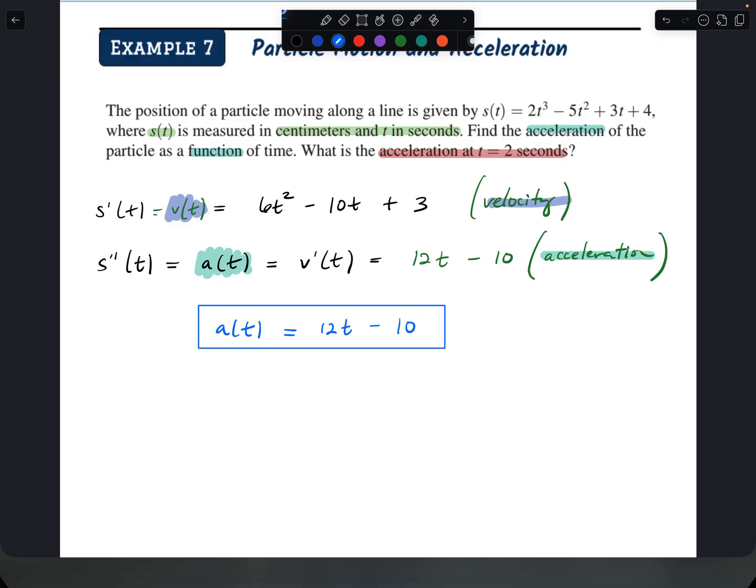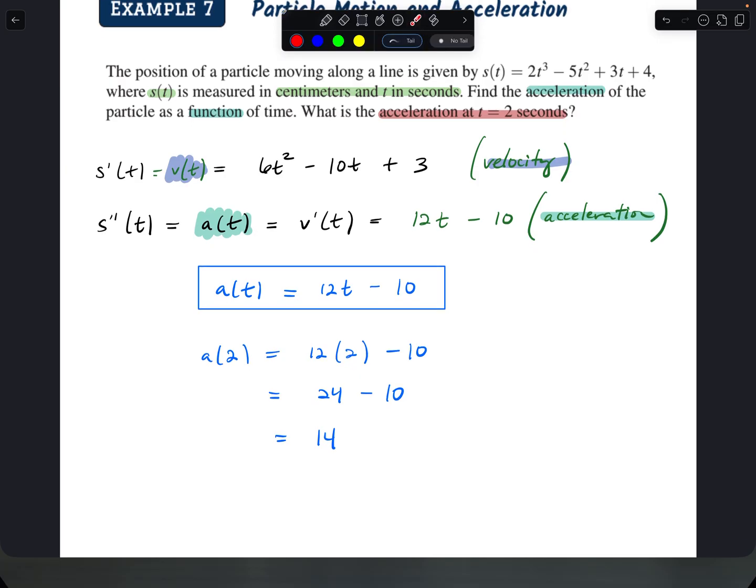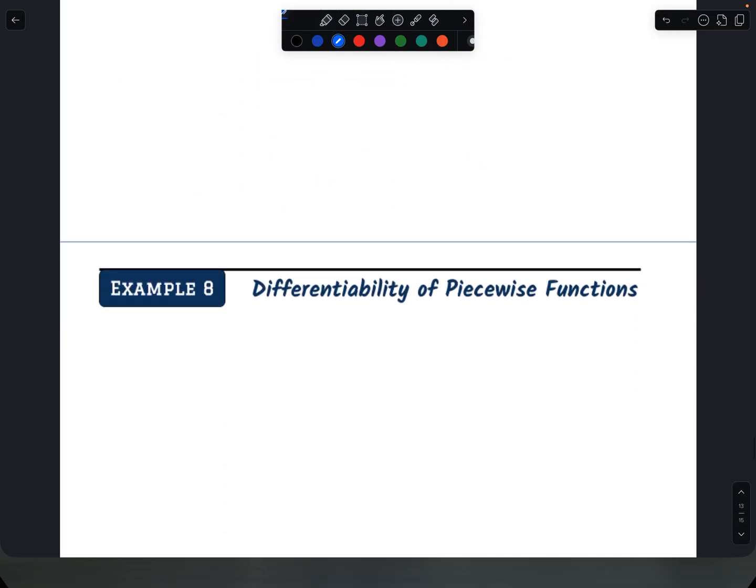Okay, so then to find the acceleration at t equals 2, all I have to do is take 2 and plug it in for t. So to show your work, you're going to say a of 2 is equal to 12 times 2 minus 10. 12 times 2 is 24, minus 10 is 14. We need units though. So the first derivative is a rate of change. This would be centimeters per second. Since it's a second derivative, it's the rate of change of the rate of change. So this is going to be centimeters per second squared. All right, last example.